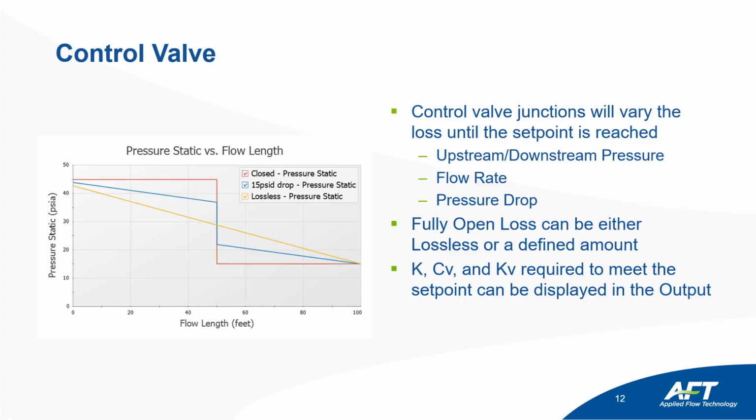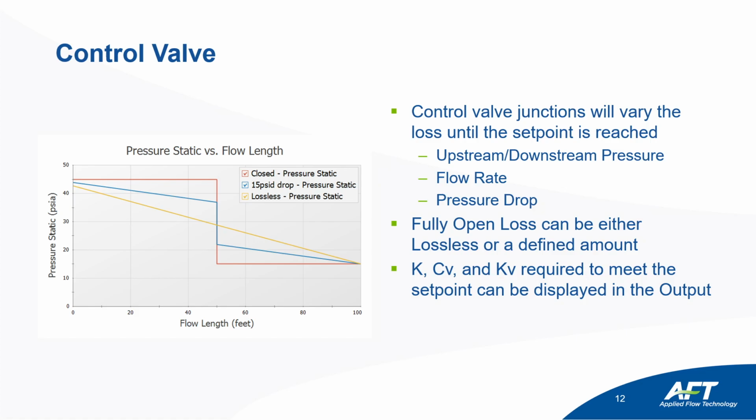Control valves are the next step. This is where the control valve junction will vary the loss until a set point is reached. And you have a couple options for your set points. You can determine you have a set upstream or downstream pressure, maybe you have a design flow rate or a design pressure drop. What the control valve will do is continue to vary the loss until it meets that set point, so long as it's physically possible.